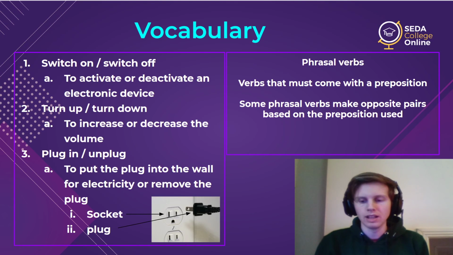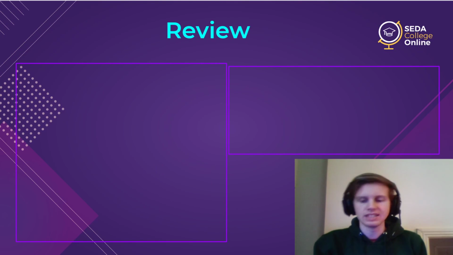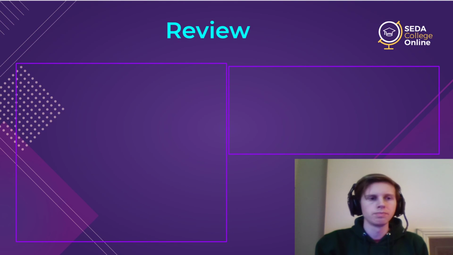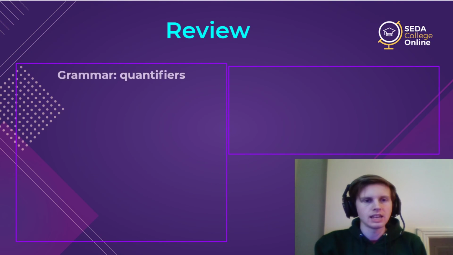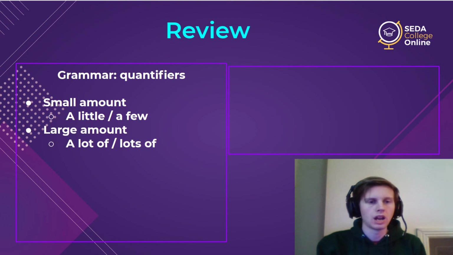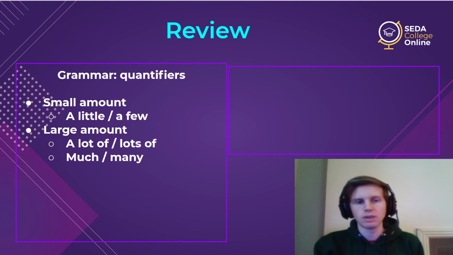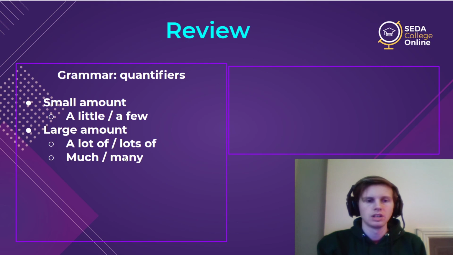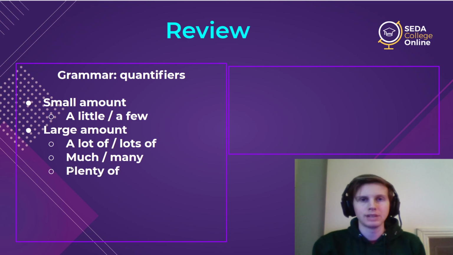Okay, well, that is everything for today. So we're just going to do a quick review. We talked a lot today about quantifiers and a bunch of them. We talked about many. We talked about a lot, a few, for small amounts. For large amounts, we talked about a lot of, lots of, for much and many as well. So this was positive, negative. And then we had countable, uncountable. And then after that, we had plenty of, which is much, much more than you need.